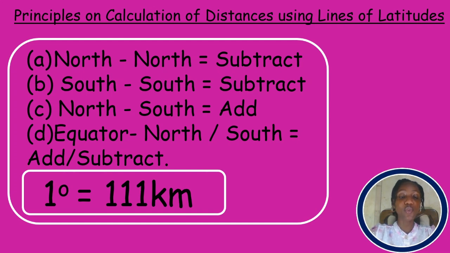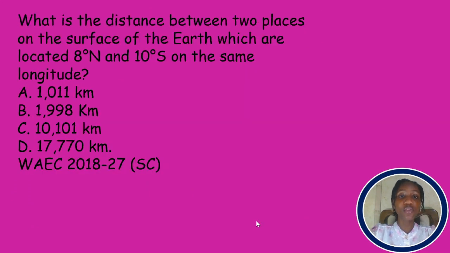So now let's take questions from past examinations. What is the distance between the two places on the surface of the Earth which are located on 8 degrees north and 10 degrees south on the same longitude? So as you can see, the values in degree that we've been given are related to north and south. So immediately we can tell that those are latitudes. And those latitudes are located on the same longitude as the question says. But you just need to ignore that for now, because that's not going to affect the calculations. We're not talking about longitude. We're only going to focus on latitude. So first, let's identify the two places in question.